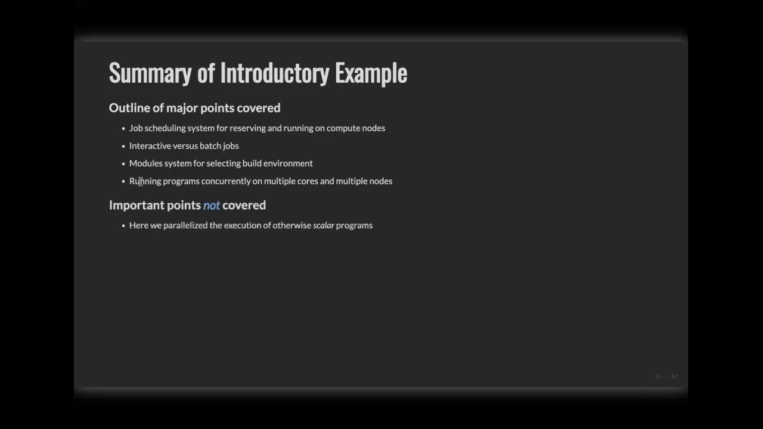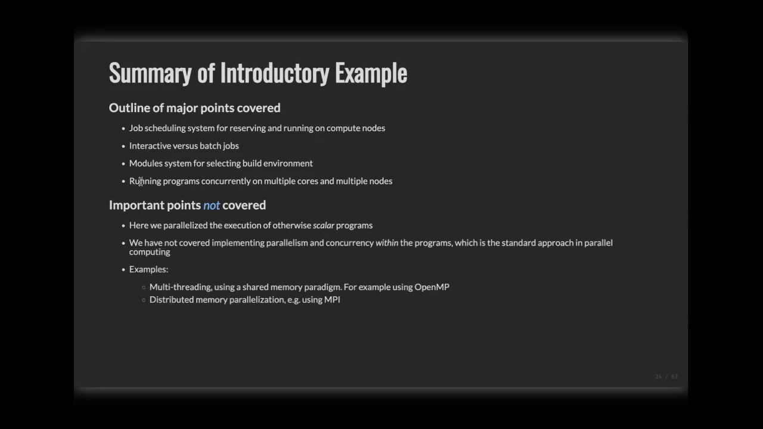Okay. So what we have not done here, but is very important and very fundamental in HPC, is this: what we've done is we've parallelized the execution of codes that were otherwise scalar. So this Fletcher 32 program that you copied from scratch and compiled doesn't know anything about multi-threading or parallelism, right? So we sort of shoehorned the parallelism via running it in parallel with Slurm.